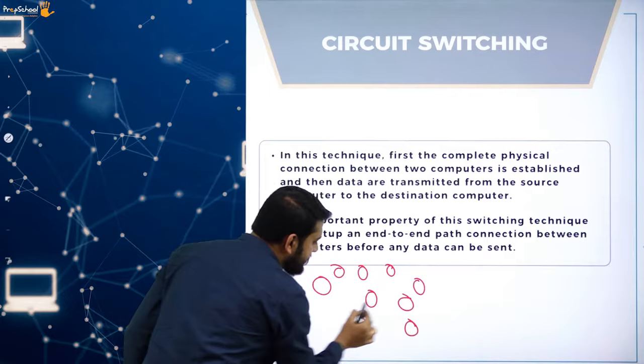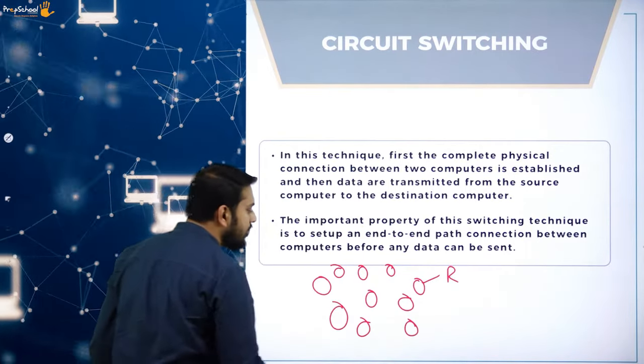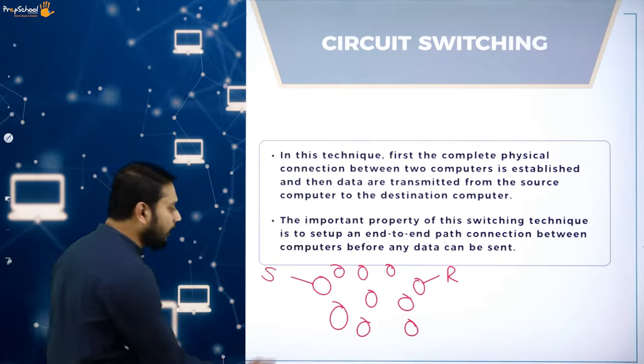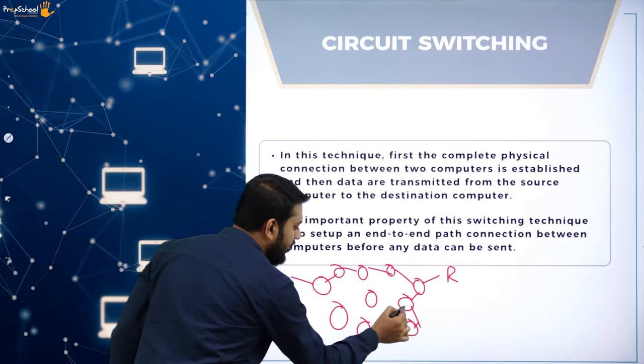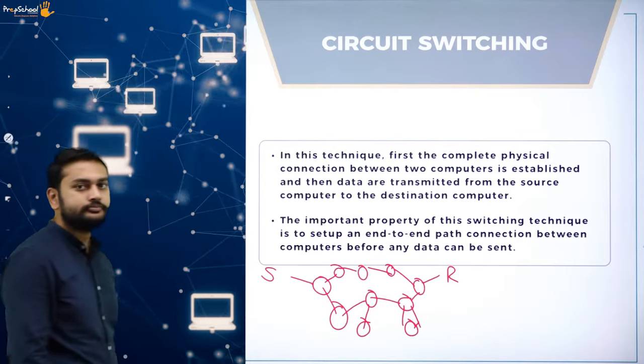In a simple way, let us understand this concept. This node I will call a receiver. This node I will call a sender. All these nodes are connected, so this is forming a network.